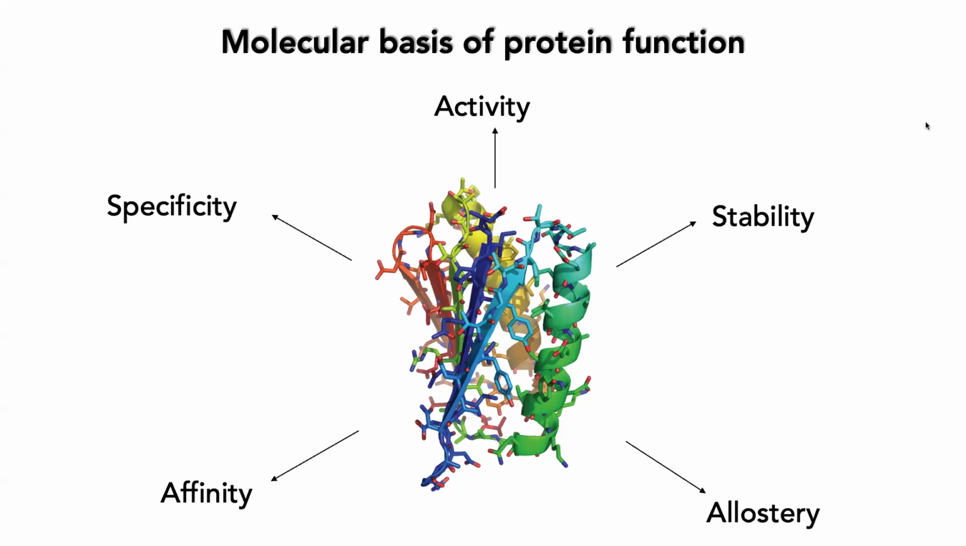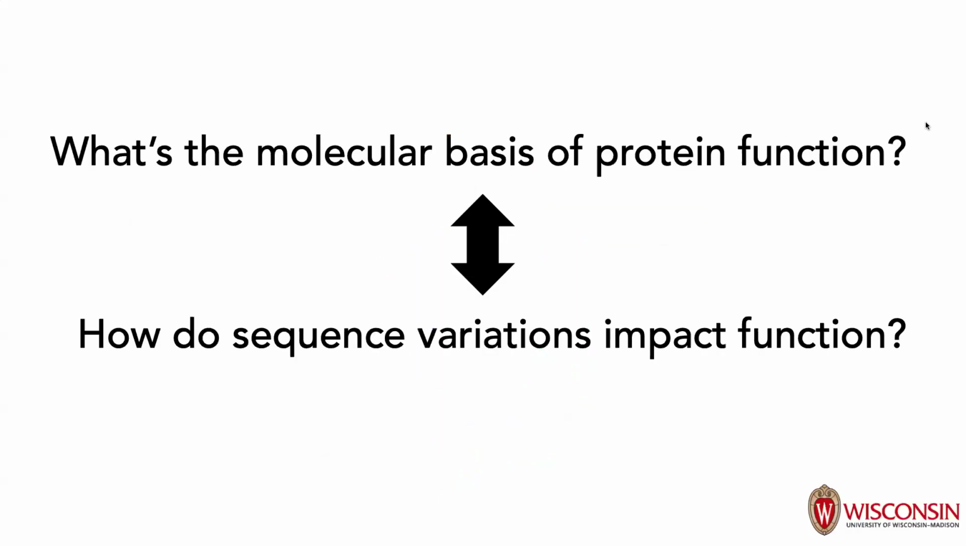And so the way we think about this question is, if you want to figure out the molecular basis of protein function, we have to ask how sequence variations impact protein function, right? You cannot just look at a static protein sequence and impute function from that. You have to introduce sequence variations and ask how these changes impact function.